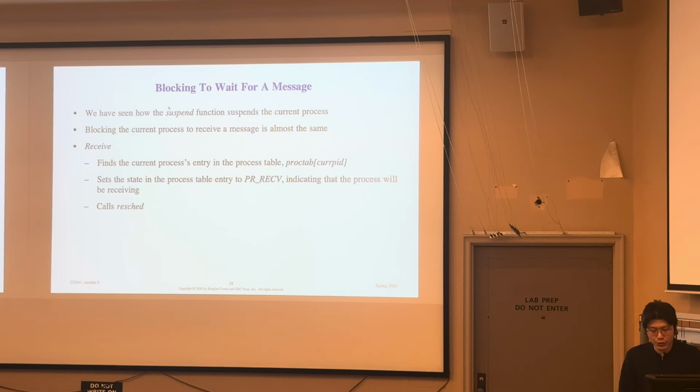So how do you do blocking to wait for a message? Receive will find the current process entry in the process table, and then set the state in the process table entry to be a receiving state instead of current, indicating the process will be receiving, and then it will call reschedule to pick another process to schedule in.